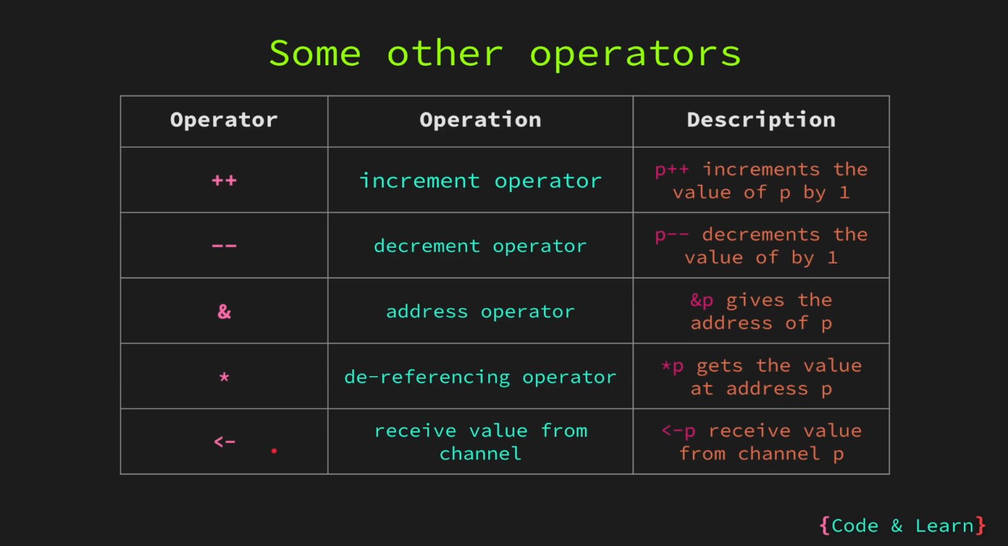The last operator we see here, represented by a combination of a left arrow and a dash, is called the receiving operator. It is used to receive values from channels. Now, what channels are is something that we will cover in more advanced sections of the course. Channels are used for communication between two coroutines, which are used for concurrent programming. For now, it's okay to just know what the operators stand for.